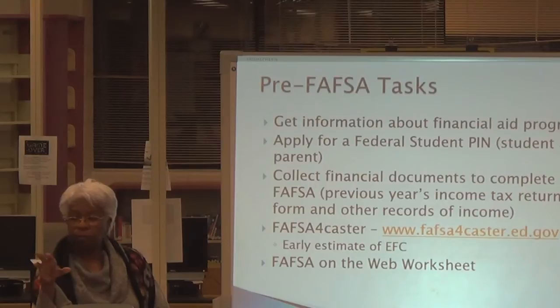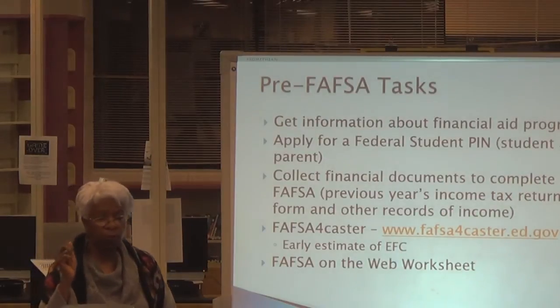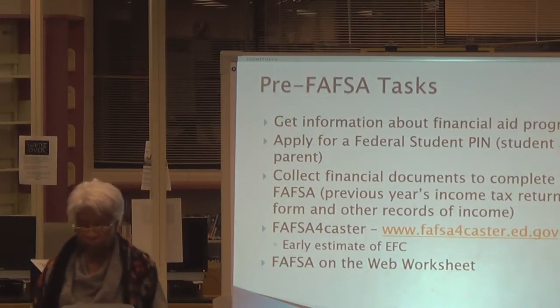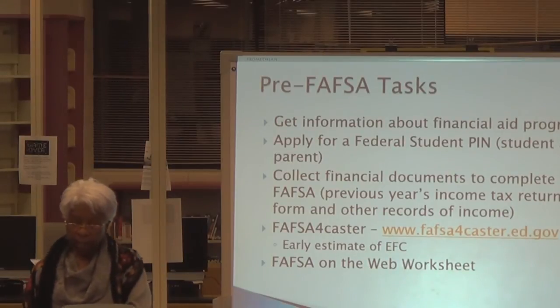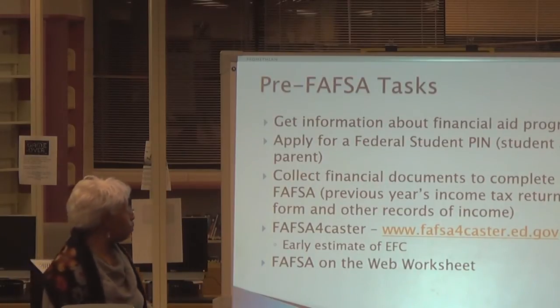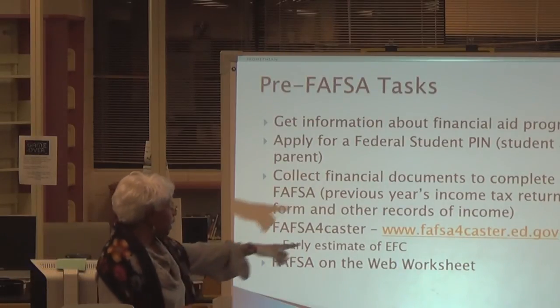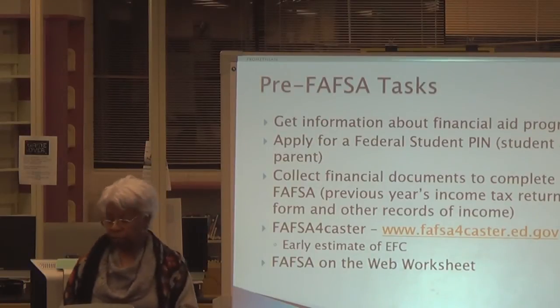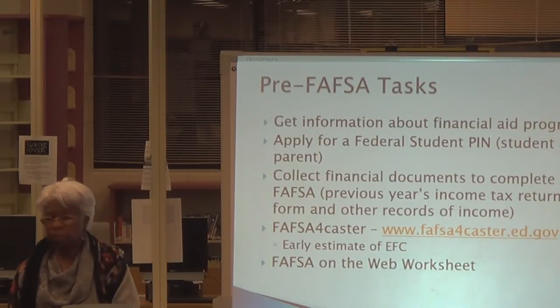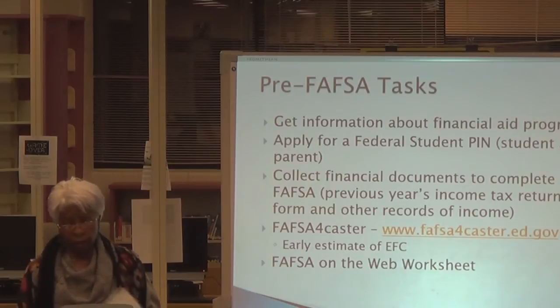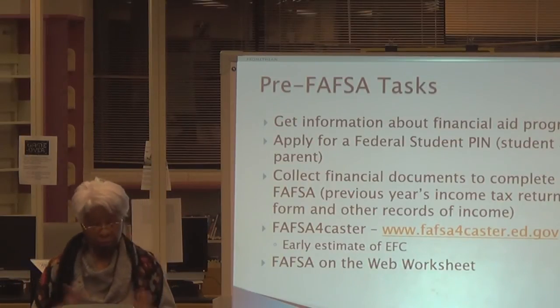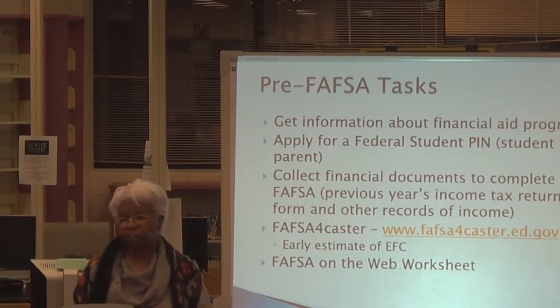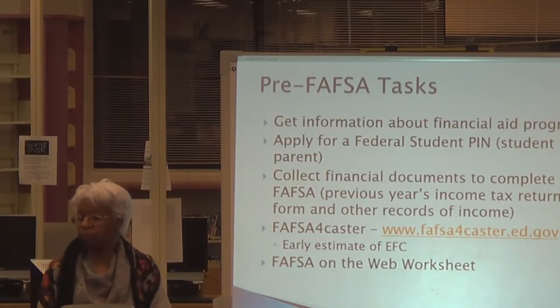But also, parents, you need a PIN number as well. That's your personal identification number to use when you complete the FAFSA. Get your taxes together, your W-2s together. You can actually do a pre-FAFSA. It's called a FAFSA forecaster if you want to. At this particular point, there's no point in doing it. Last month, we were playing with it, but now we're down to serious business. Just go ahead and do it.